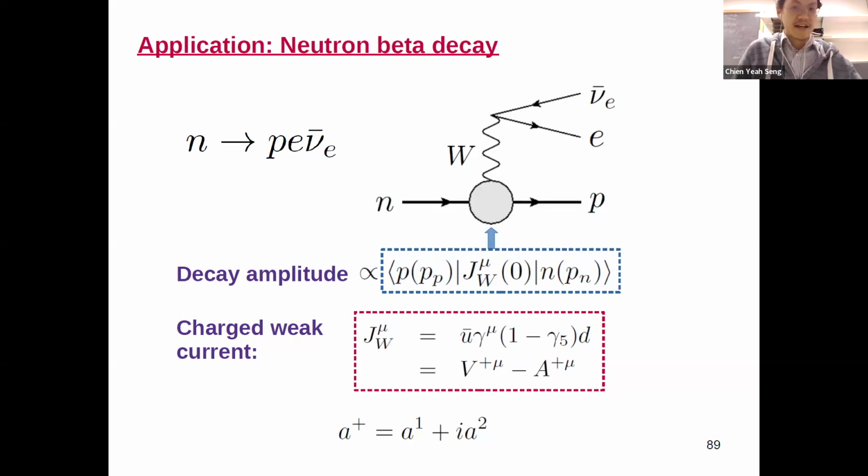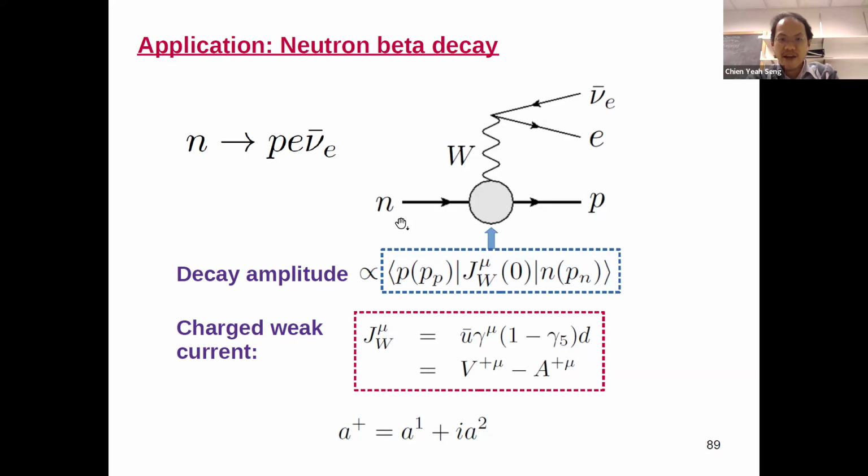So let me give a very quick application of this Lagrangian in the nucleon sector, and then we'll go to the summary. Just a few more slides. In neutron beta decay, the neutron couples with the proton by emitting a W boson, which then turns into an electron and neutrino pair. So it involves the nucleon matrix element of the charged weak current, which can be written as the difference between the vector current and the axial current.